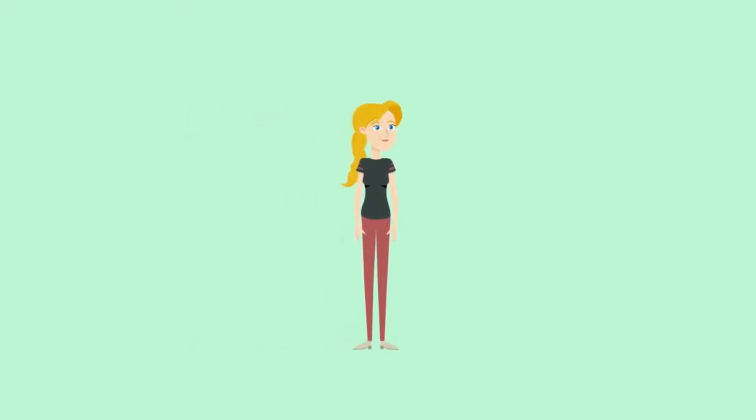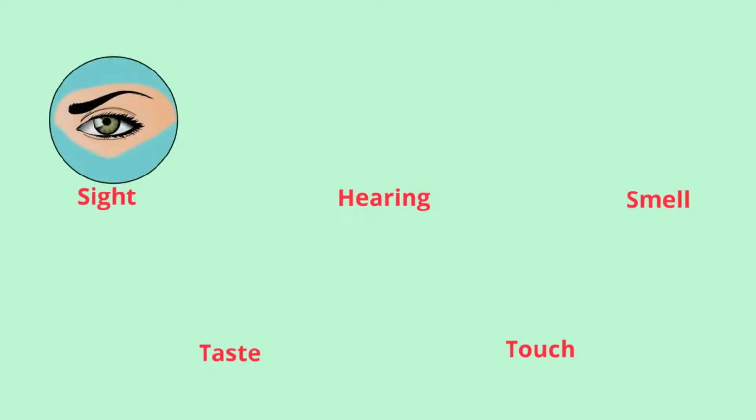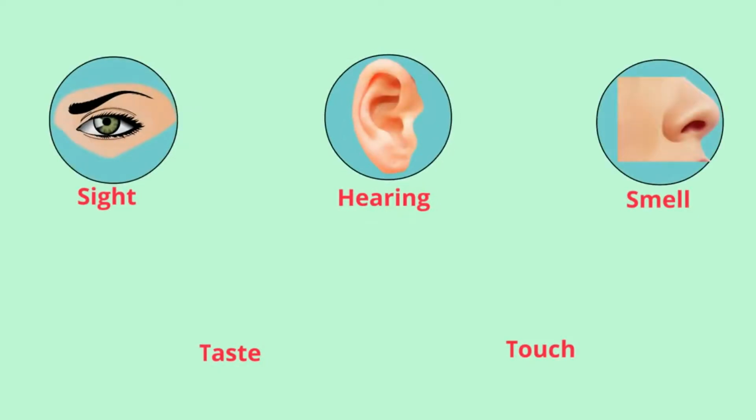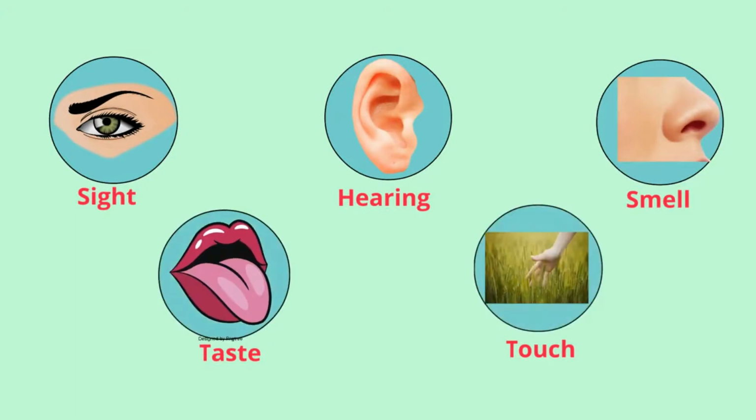How do we humans perceive the things around us? We have five senses that help us to interact with the world around us. These are sight, hearing, taste, smell, and touch. Eyes help us to see things, ears help us to hear things. We smell with the nose, taste with our tongue, and the sense of touch is provided by our skin.